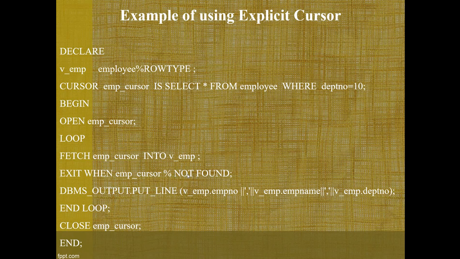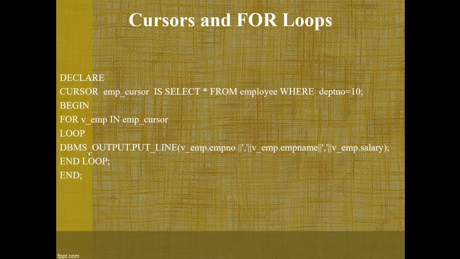We have already seen the cursor attribute %notfound. If the cursor does not have any more values, then it automatically exits. That's what I have written in the code: exit when emp_cursor%notfound, and dbms_output.put_line is used to print the values present in the variable v_emp. So I am using v_emp.emp_number, v_emp.emp_name, and then v_emp.salary. In between, I am concatenating a comma between one value and another.